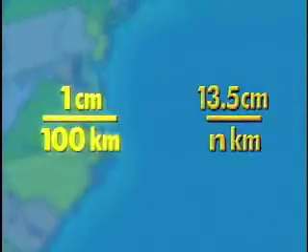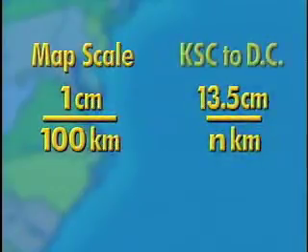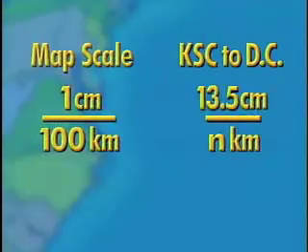The first ratio is the map scale, and the second ratio is the distance from Kennedy Space Center to Washington, D.C. Let's set these two ratios equal to each other. n represents the distance that we are trying to calculate. This proportion can be read as 1 centimeter is to 100 kilometers, as 13.5 centimeters is to n kilometers.